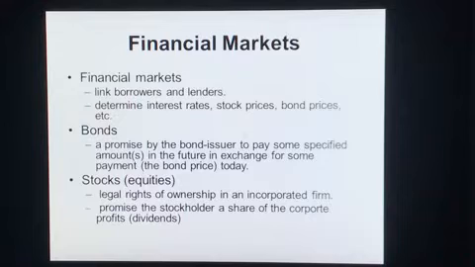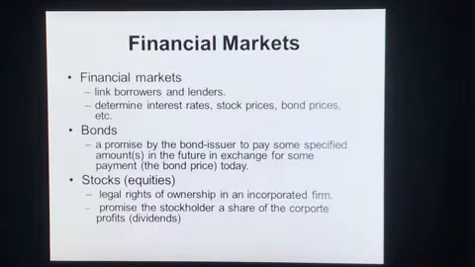We discuss what a financial market is. It links borrowers and dealers and determines the interest rates, stock prices, and bond prices. There are two main instruments in a financial market: bonds and stocks.